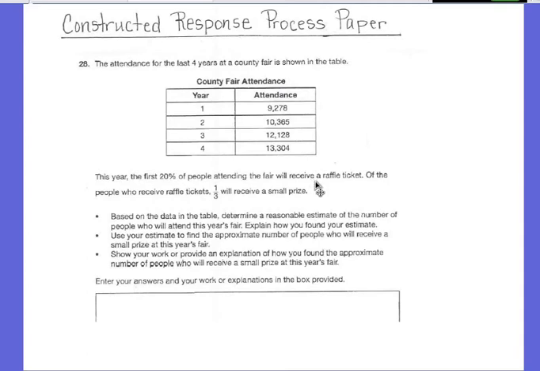So to start, I'm going to read the problem. It says, the attendance for the last 4 years at a country fair is shown in the table. So they have the table of the last 4 years in their attendance. It says this year the first 20% of people attending the fair will receive a raffle ticket. Of the people who receive raffle tickets, 1/3 will receive a small prize. Okay. Then there's 3 bullets.